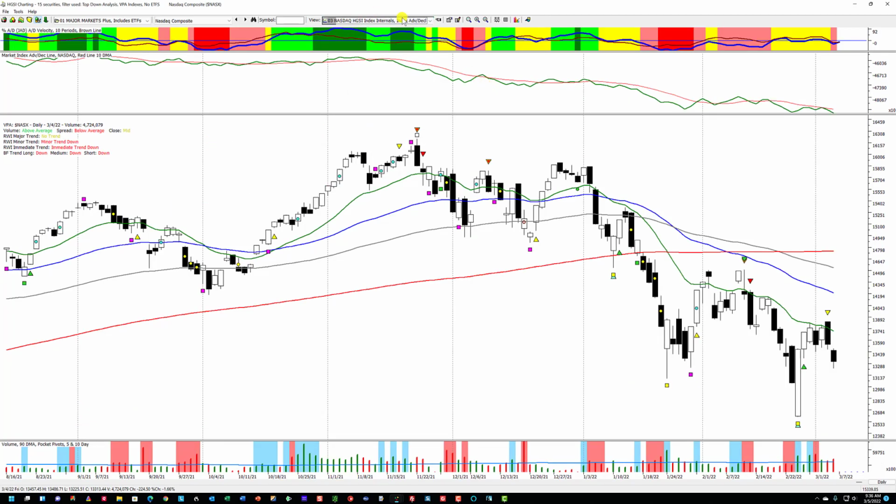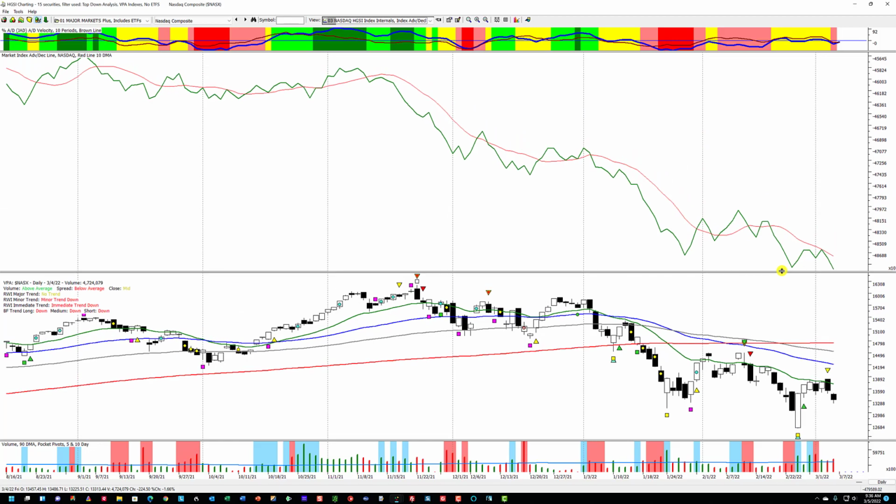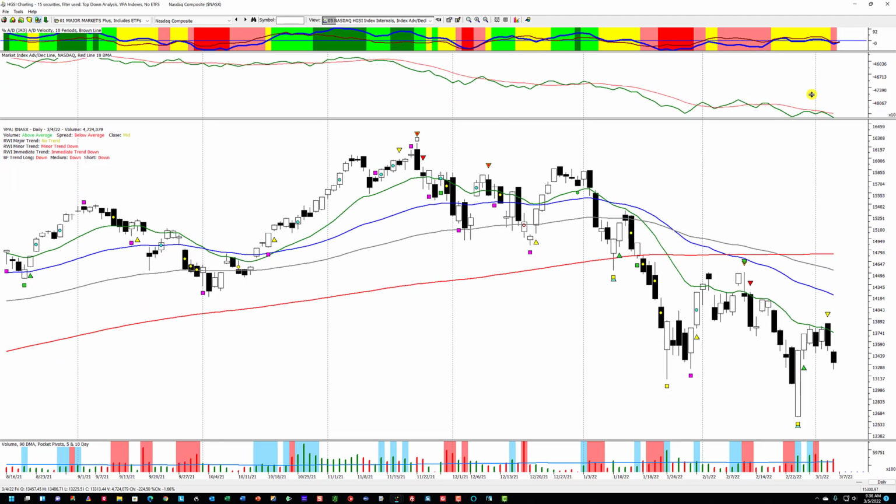Now, if we look at the internals on the advancers versus the decliners, this is the AD line right here. It tried to go up here, but just like with the index, lower high, lower low, and we're down here. These highs did not come anywhere close to surpassing that, so it's trending down too.